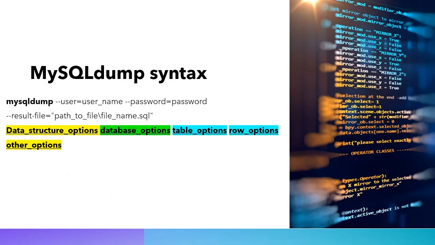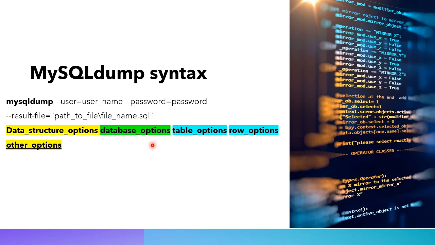Now, next we will talk about the mysqldump syntax. Now here, don't freak out. We'll be breaking this into chunks. We know this looks hectic, but the syntax is very simple. So we start here. It's for all the syntax. You're going to be typing in 2 dashes user and then your username, and then a space, and then 2 dashes password, and then your password. Then dash result file, and then data structure options, database options, table options, row options, and we are going to be discussing that in a moment.